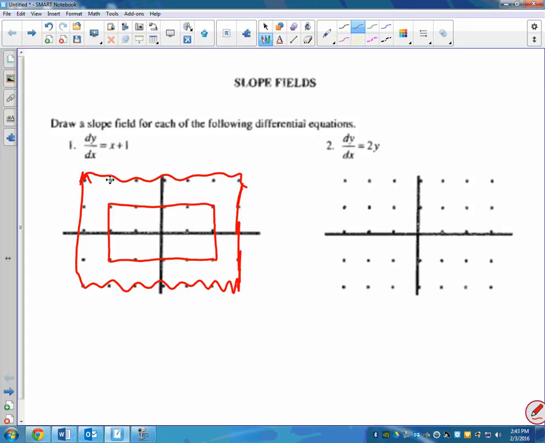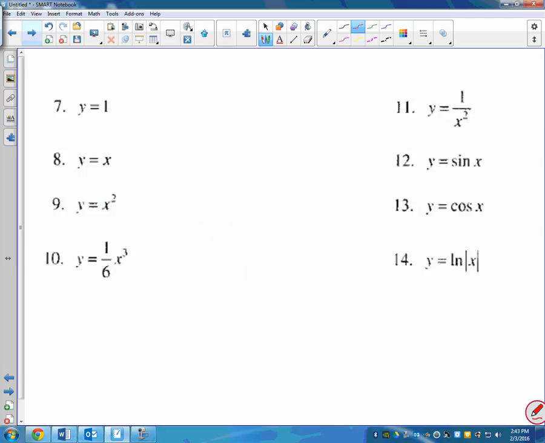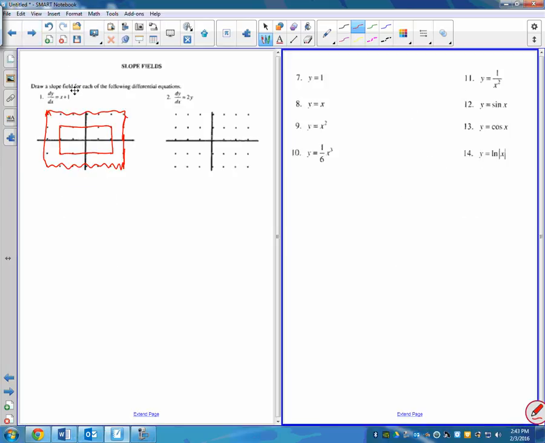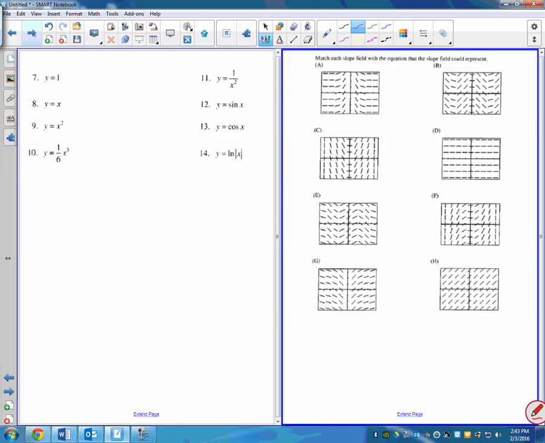What I want to look at is the second page. On the second page, they give you a bunch of equations and a bunch of slope fields and they ask you to match those up. But I want you to see that that's different than what was on your homework yesterday because these are the actual functions. They're not the derivatives. So I'm going to double page this, and I kind of have these over here.